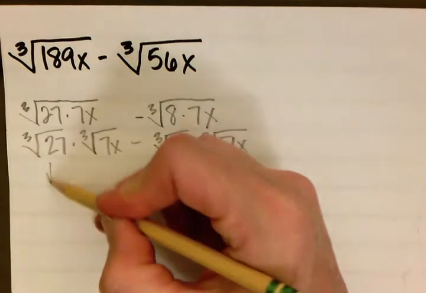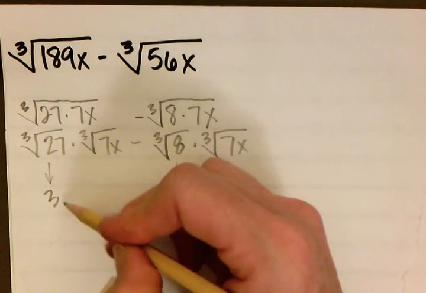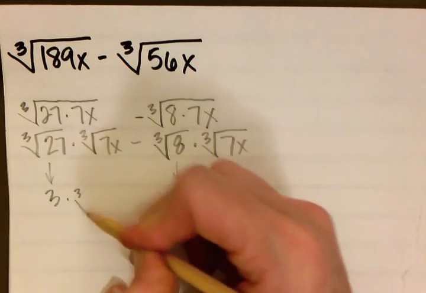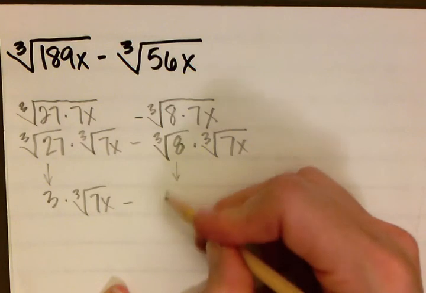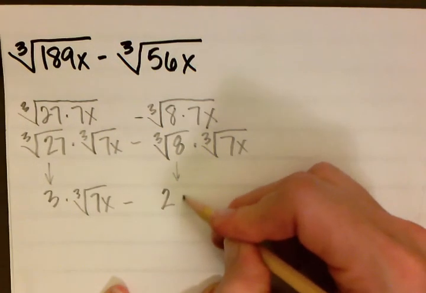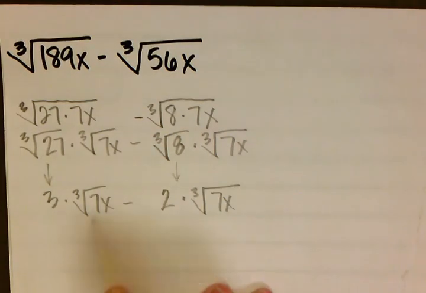Now if we solve a little bit on this, the cube root of 27 is 3. We're going to still multiply that by the cube root of 7x. And the cube root of 8 is 2, and we're still going to multiply that by the cube root of 7x. And sure enough, here we have like terms. The cube root of 7x are our like terms.